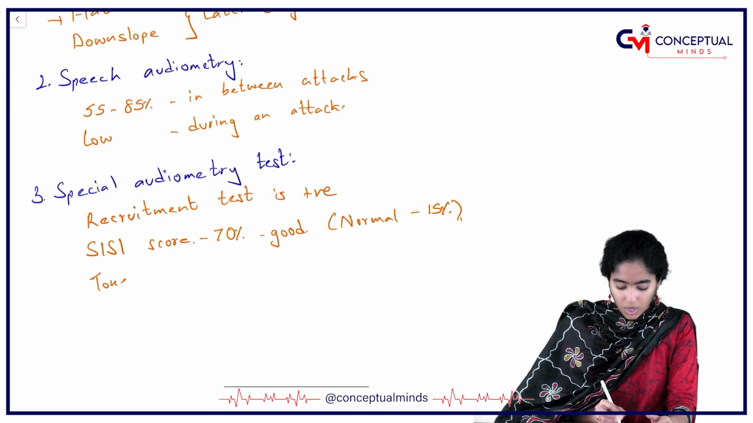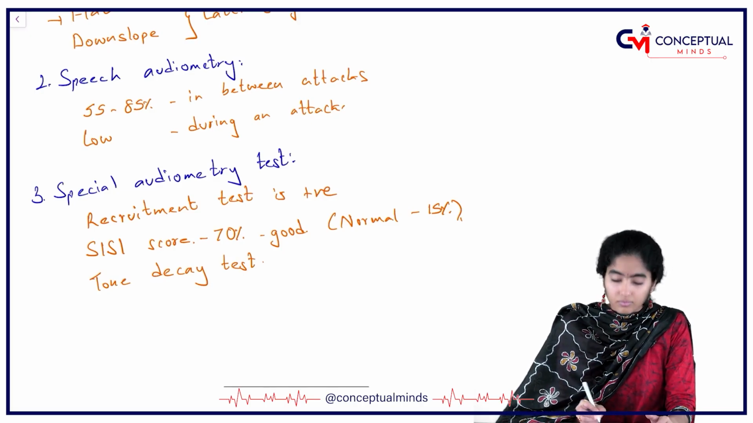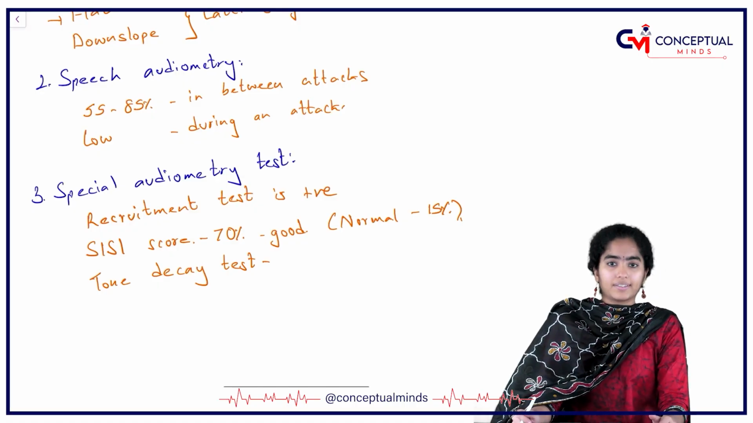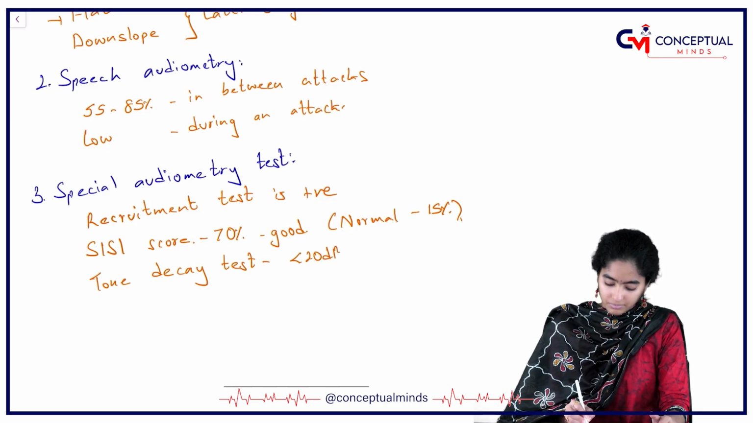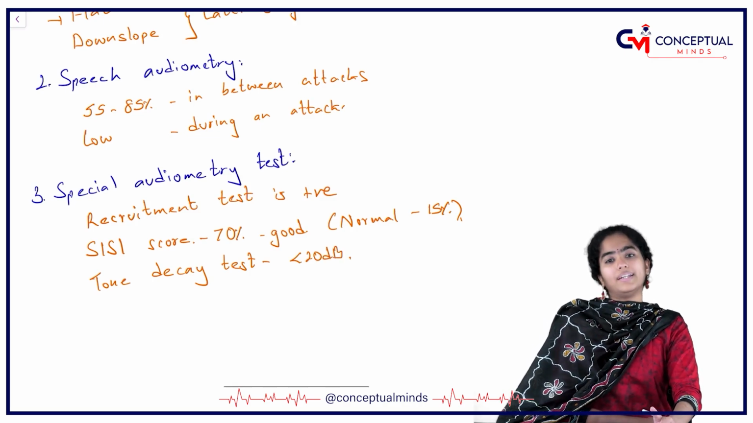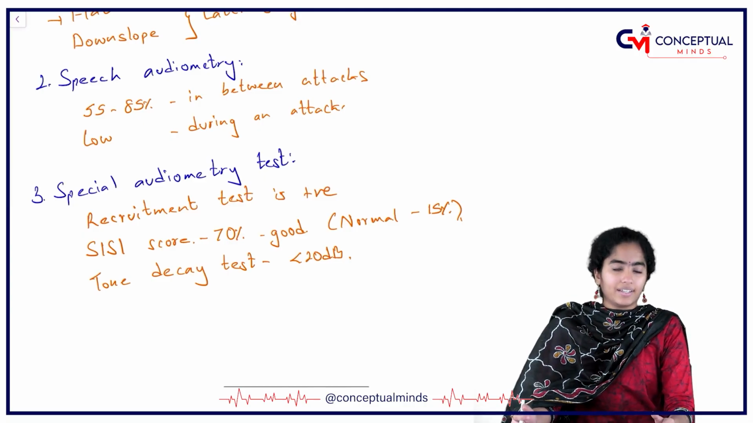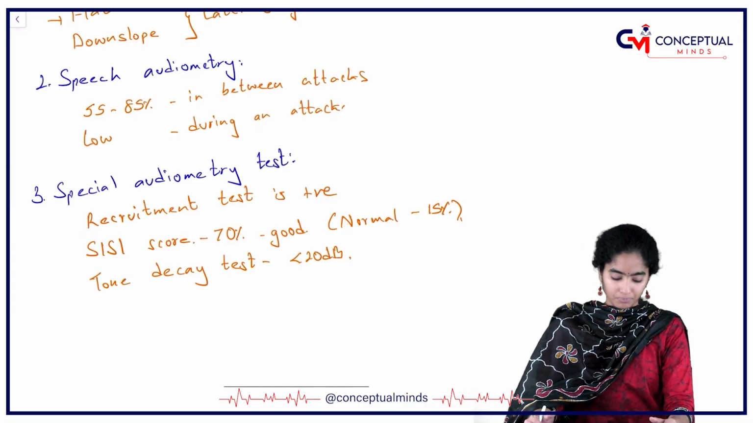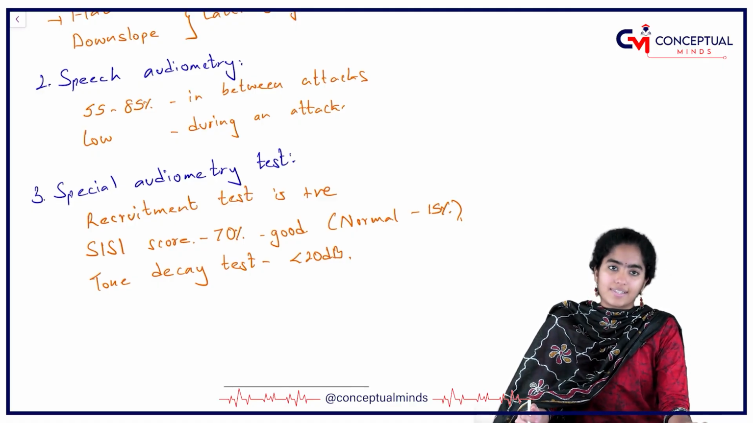And then we do something called as tone decay test. Normally, there is decay of less than 20 decibels. This is tone decay test. We have learnt about all these tests in detail in the assessment of hearing. So these are the features that are found in Meniere's disease in special audiometry tests.